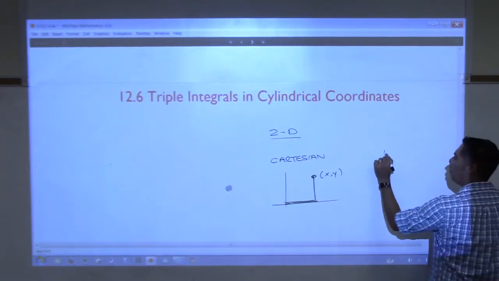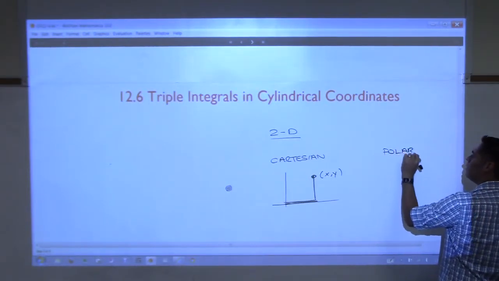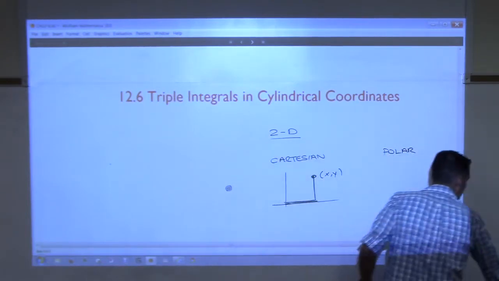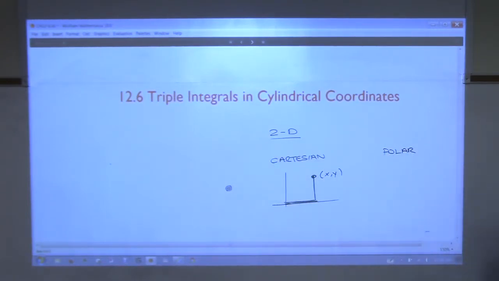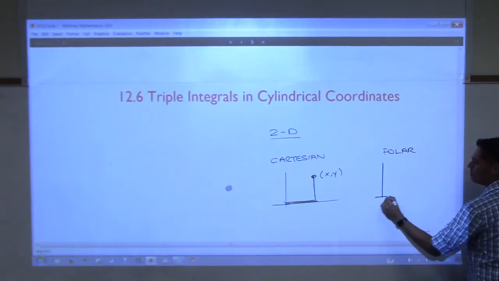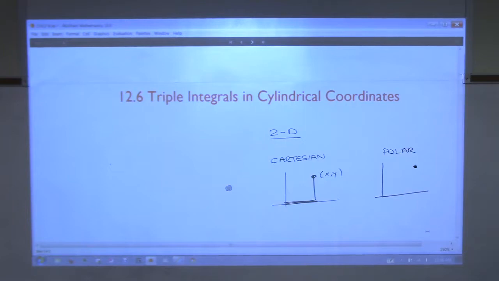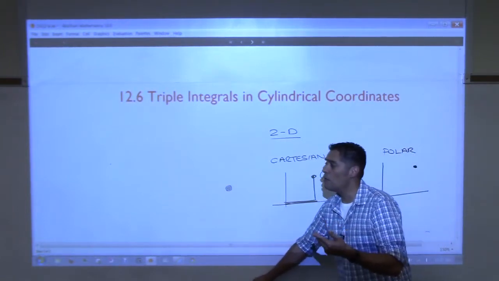We talked about polar. Polar coordinates was the same idea, that you have a point in two-dimensional space, but how you get to it is different than how you get to it with Cartesian. So how do we do that here in polar? Angle and a radius, right?